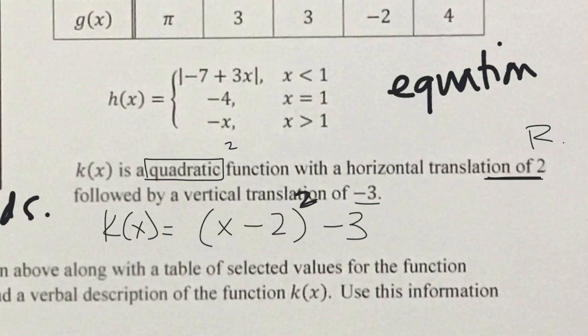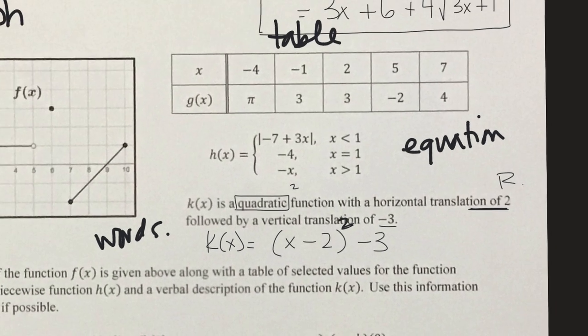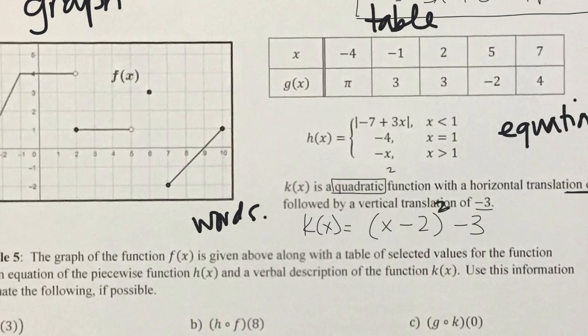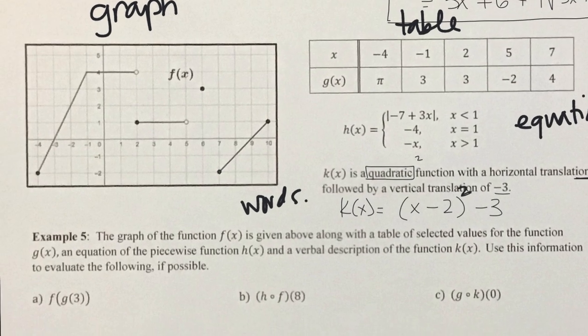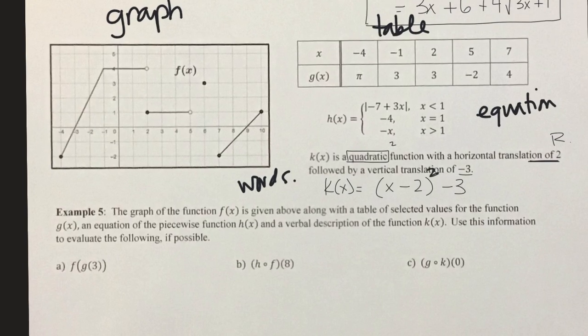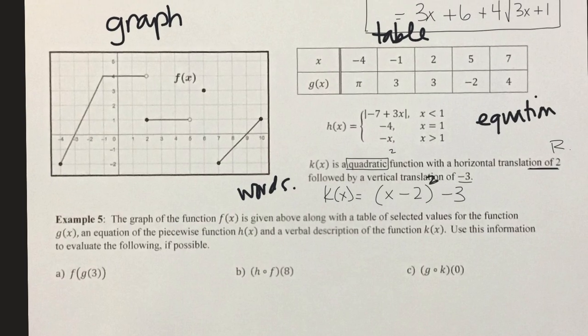Okay, so it's important to be able to take our words and write them down as an equation, because equations are usually much easier to evaluate than words are. Okay, let's use our 4 things to do all of these compositions.